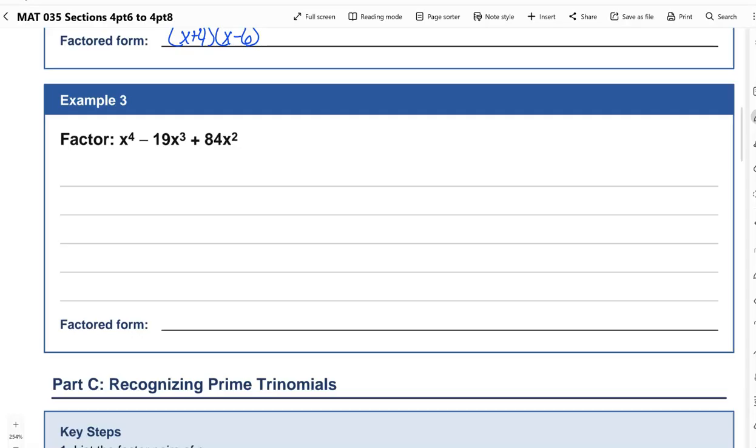All right, let's look at our last one. We have x to the 4th minus 19x cubed plus 84x squared. So if we look at this, every term has an x squared in common. So we're going to start by factoring out that GCF. That's going to leave me with an x squared times x squared minus 19x plus 84. So now we're going to ask, can we break this down even more? So let's use a times c. So we're going to do 1 times 84, which is 84.